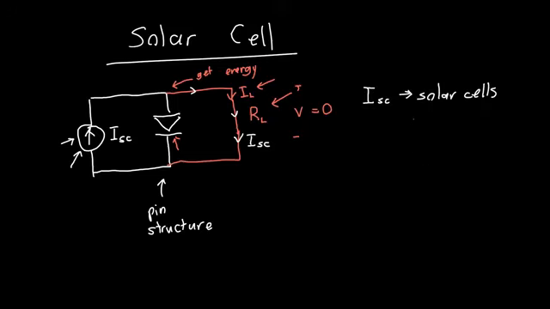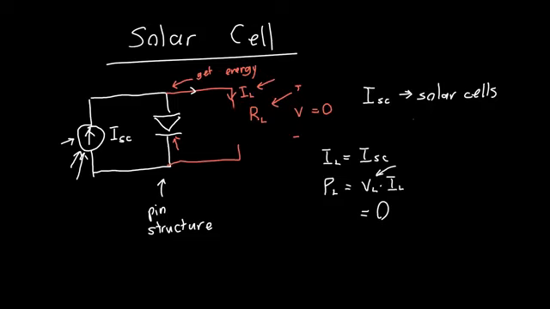Okay, so when this RL is just 0 ohms, so when it's a short circuit, we have IL is just equal to our short circuit current, which is just the current generated from our photons. But unfortunately, the power that we're getting out of this, which is just the voltage across our load times the current, is 0 because we've got no voltage across our load. So this isn't a terribly practical configuration. So let's try a different value of RL.